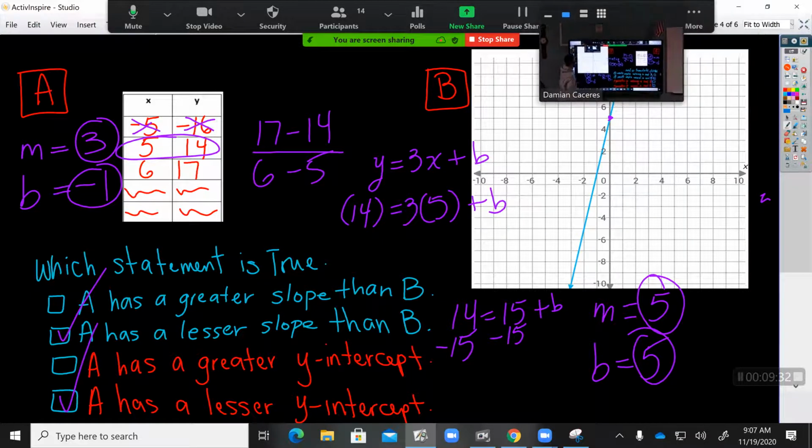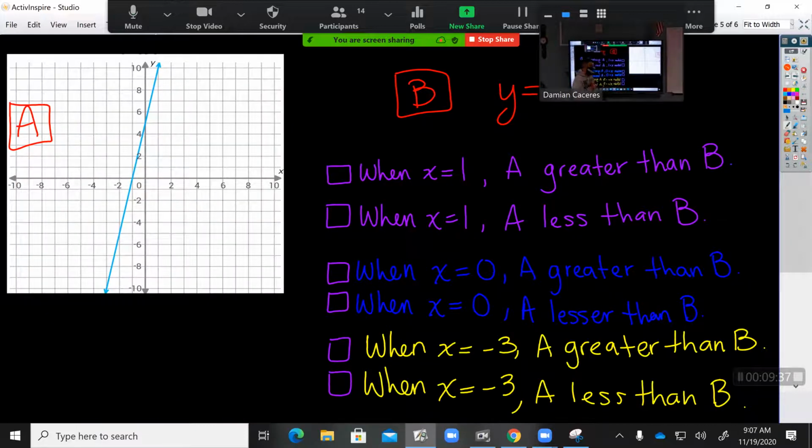Now this is the last section we're going to review. And on this one, they don't want the x or y intercept, they don't want the slope. Alright, so in this case, no y-intercept, no slope. That's not what they're asking you to compare. They're asking you to compare the y values when x equals 1. And then they want you to compare the y values when x equals 0. And lastly, they want to compare the y values when x is negative 3.